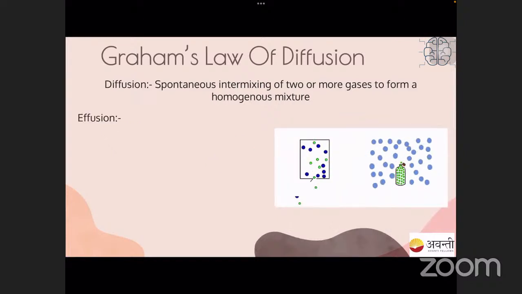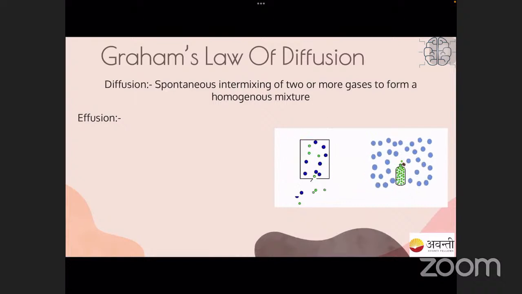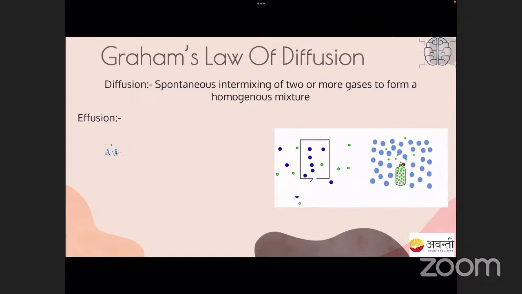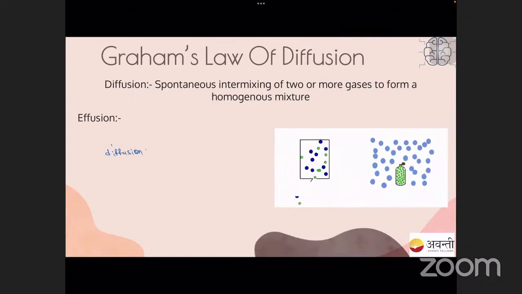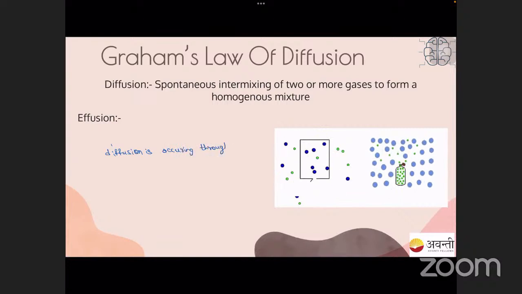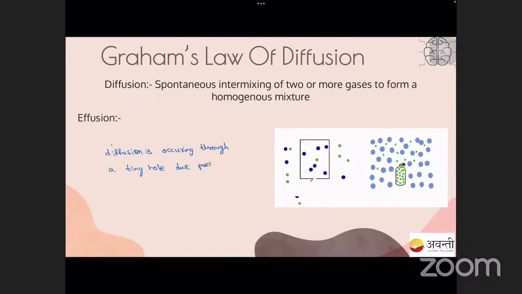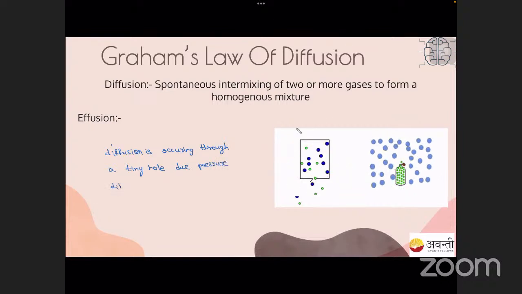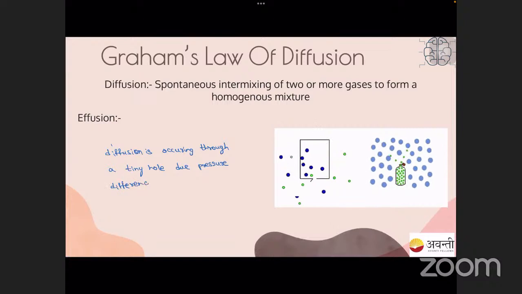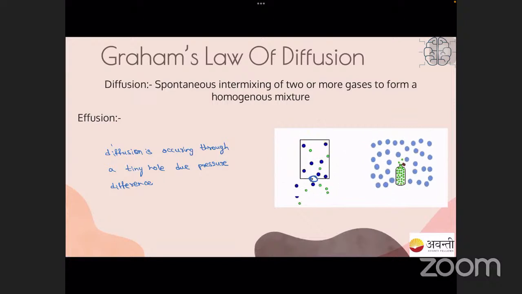Now, one more concept we need to see, that is effusion. Effusion is also a diffusion process, but when will we be calling a diffusion as effusion? Only when the diffusion is occurring through a tiny hole due to pressure difference. This is called effusion. Clear? Now we can see in this GIF, right, where there is only a small hole here.